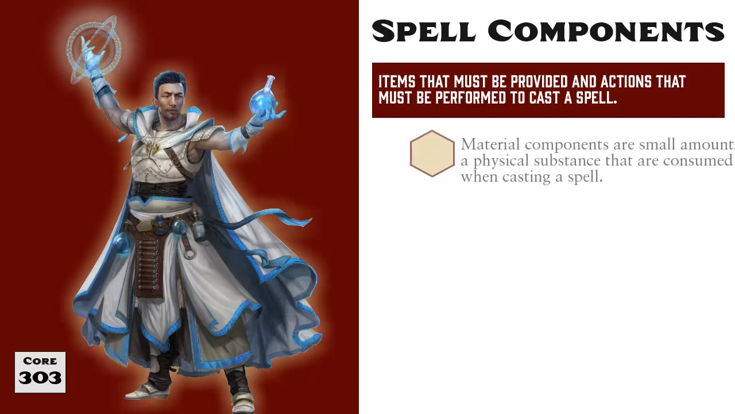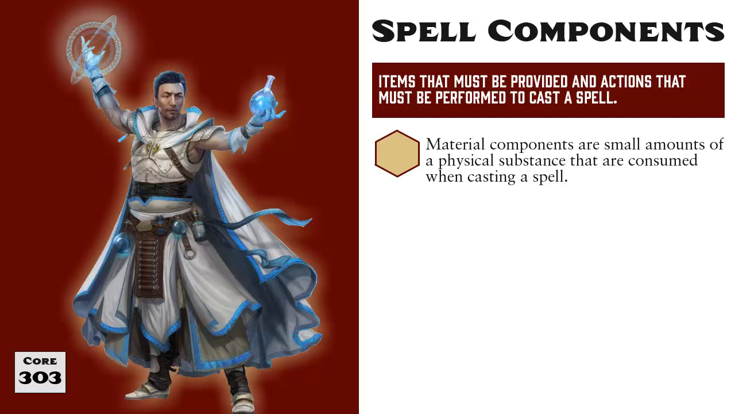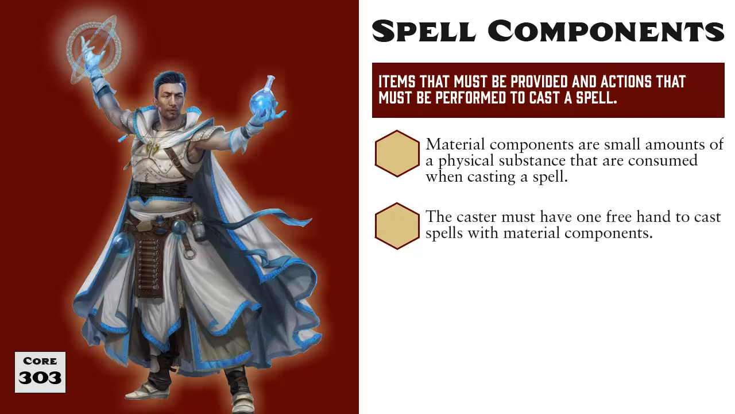Material components are small amounts of a physical substance that are consumed and lost in the casting of a spell. The caster must have a free hand to manipulate the material, but doing so is included in the spell's action cost and does not require an additional extra action to be spent. Also, in 2nd edition, the specific materials you need are usually not stated in the spell's description and are left for each player to determine themselves, which gives a lot of room for fun role-playing and individualization.